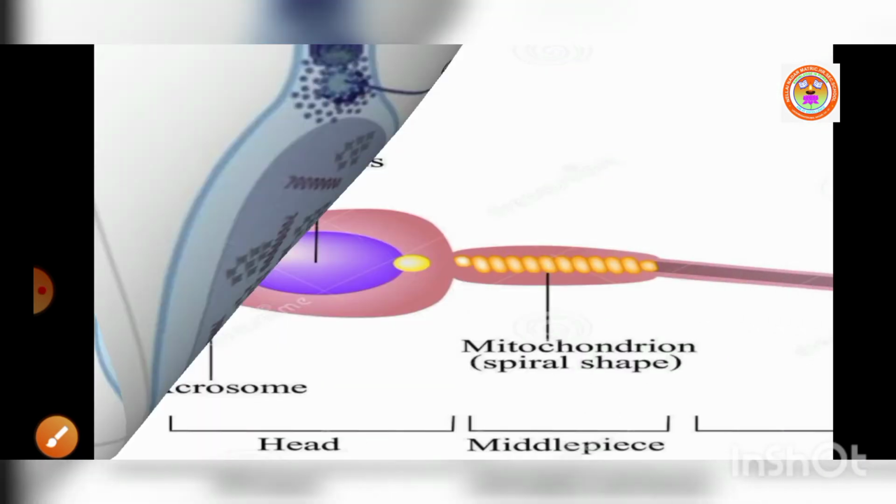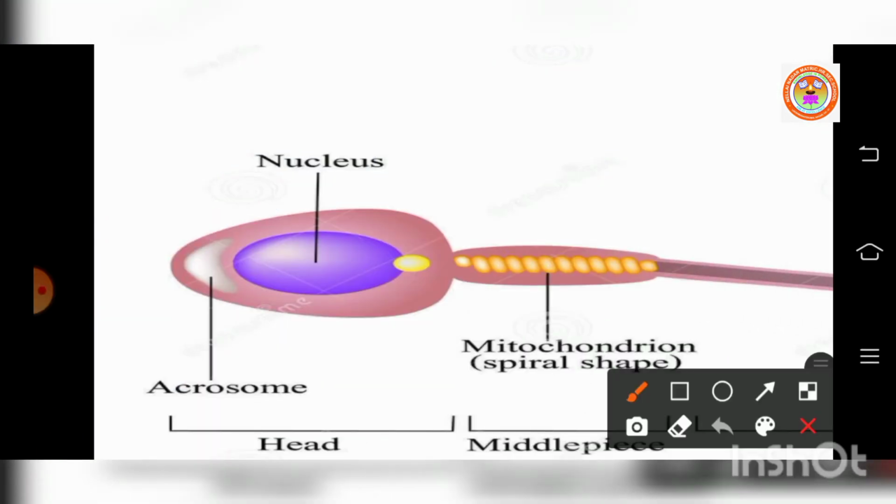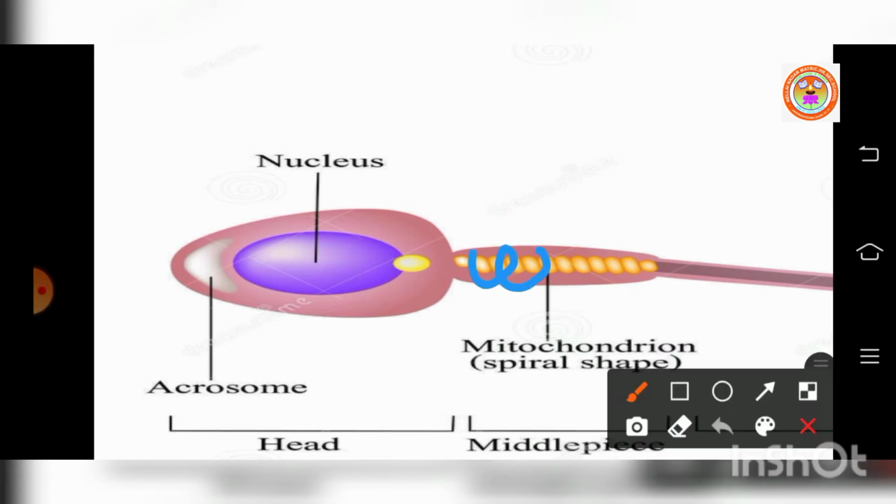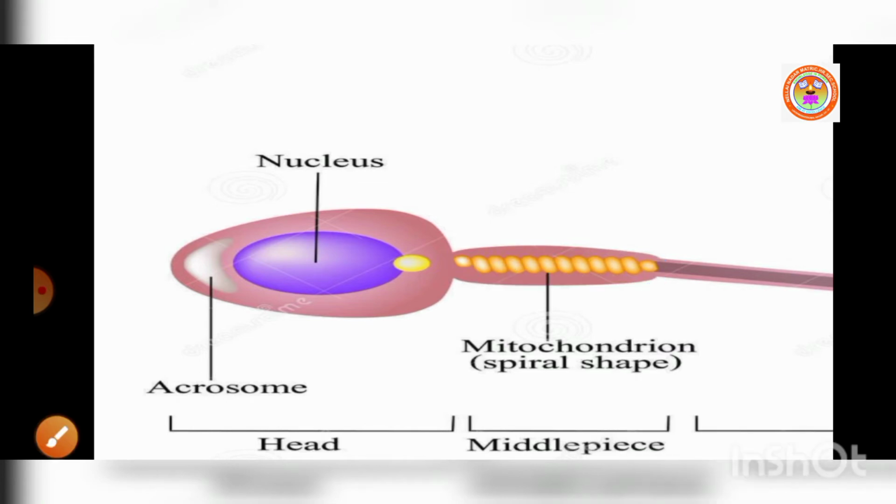Then the middle piece. Here this is the middle piece. Got it? The middle piece consists of mitochondria. The mitochondria are spirally arranged around the axial filament. That is why it is known as mitochondrial spiral. These mitochondria produce energy in the form of ATP molecules for the movement of sperms.